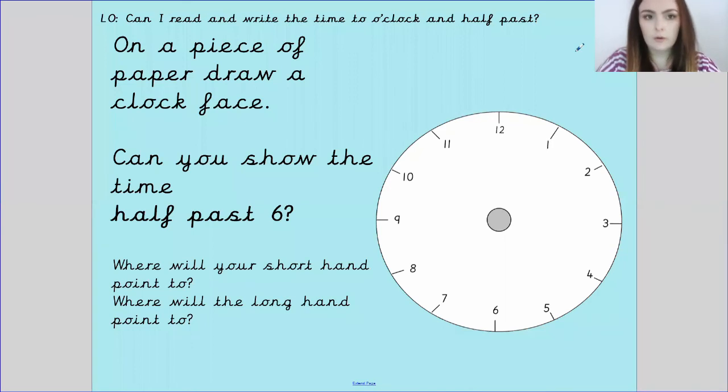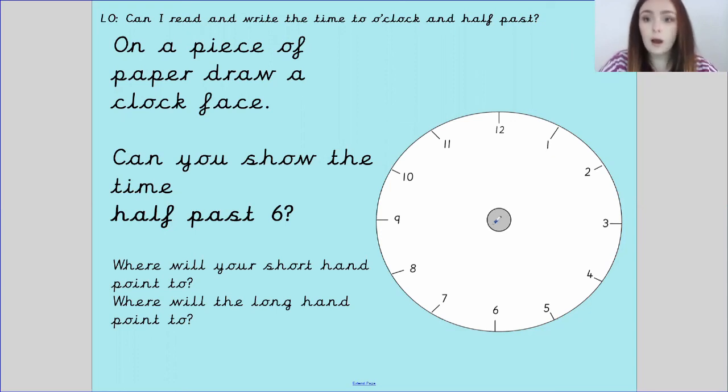Let's have another go. On your piece of paper, draw another blank clock face, and I want you to show me the time 6:30. Have a think, where is your short hand going to be pointing to and where is your long hand going to be pointing to? Pause the video here to have a go.